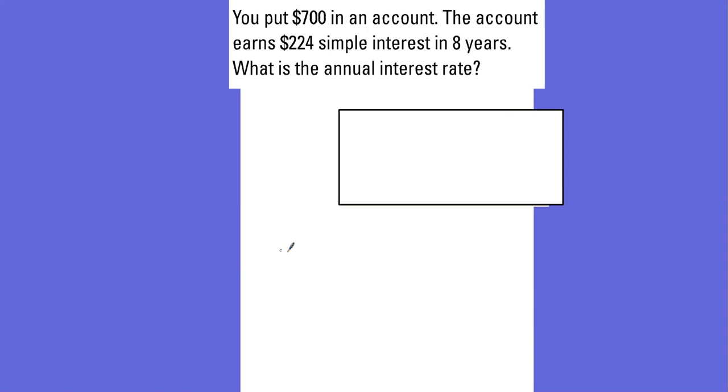So we're going to always start with our formula. Our formula is I equals PRT. I is, of course, for your interest, P for principal, R for your interest rate in decimal form, T for your amount of time in years. So let's start plugging this stuff in.